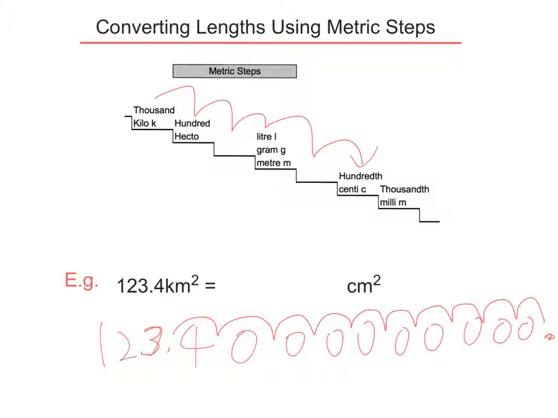Nobody in their right mind would normally use centimetres squared to measure something as big as 123 kilometres squared, but then again, that's how you can work it out. So what's that? This answer is over 1,000,000,000, or it's more than 1,000 billion centimetres squared.